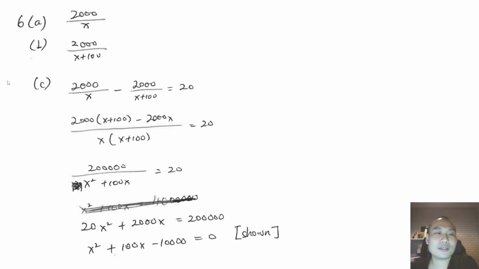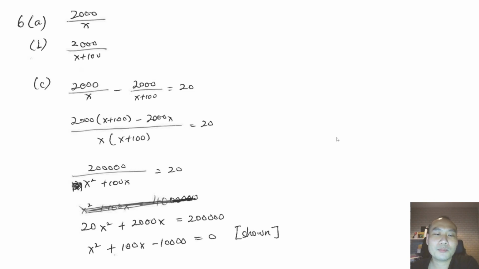Okay, question 6. Same idea again. Part A and part B really is just writing down the expression. Just be careful here. So we have 2000 over x, and for part B, the x is increased by 100, so 2000 over x plus 100, right? Now they tell us the difference is 20. So again, the difference equals 20. Same denominator, simplify, cross multiply, divide everything by 20, and successfully shown.